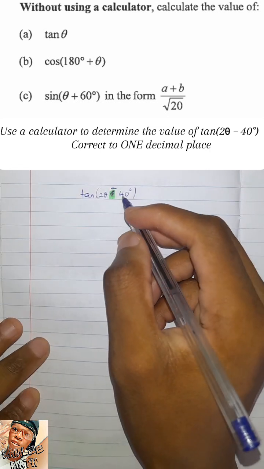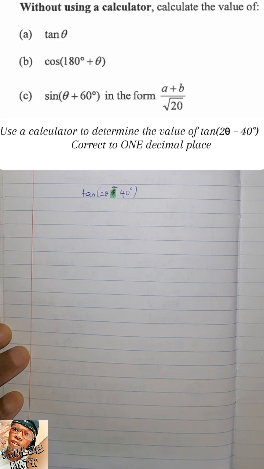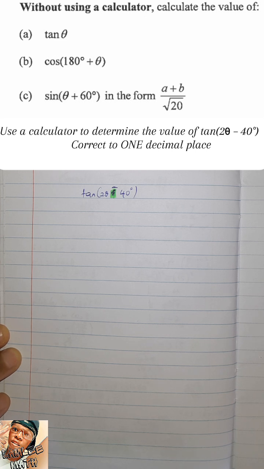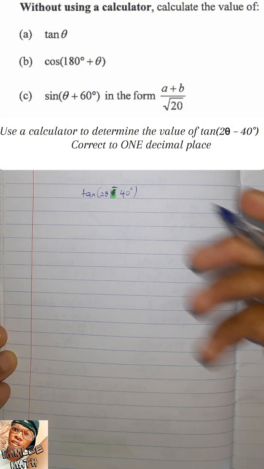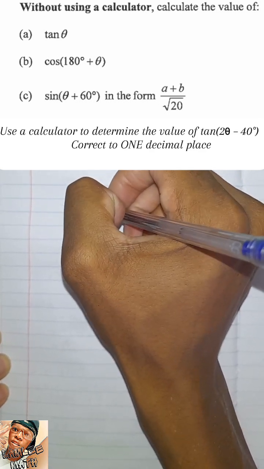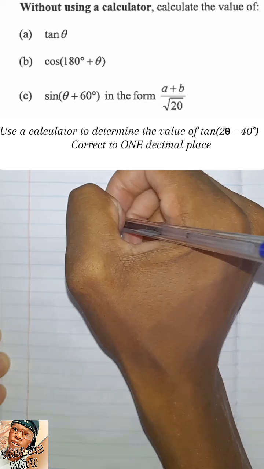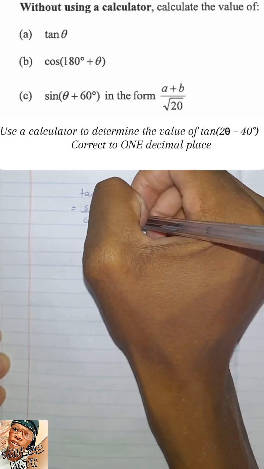So tan of 2 theta minus 40 degrees. Tangent does have compound angles and double angles formulas, however, it is very complicated and very long to calculate. It's very tedious. So we're going to convert this into sine over cos, which is an identity of tangent. So this is going to be equal to sine of (2 theta minus 40 degrees) divided by cos of (2 theta minus 40 degrees).